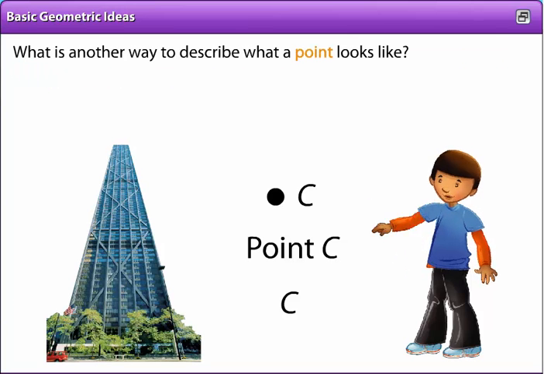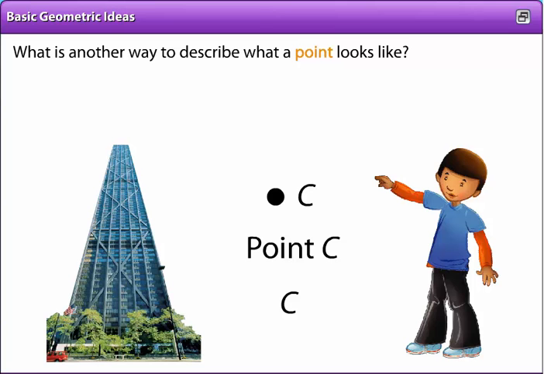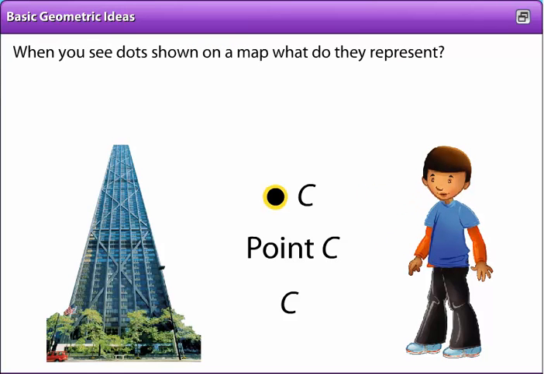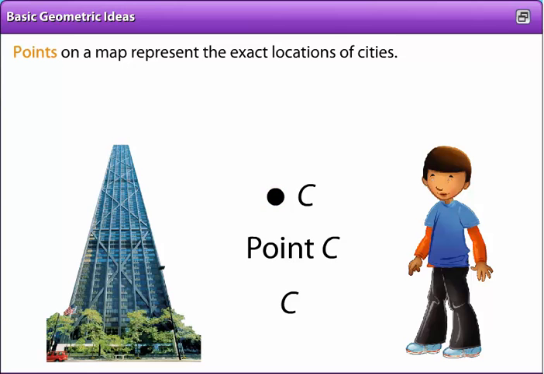What is another way to describe what a point looks like? A dot is used to represent a point. When you see dots shown on a map, what do they represent? Points on a map represent the exact locations of cities.